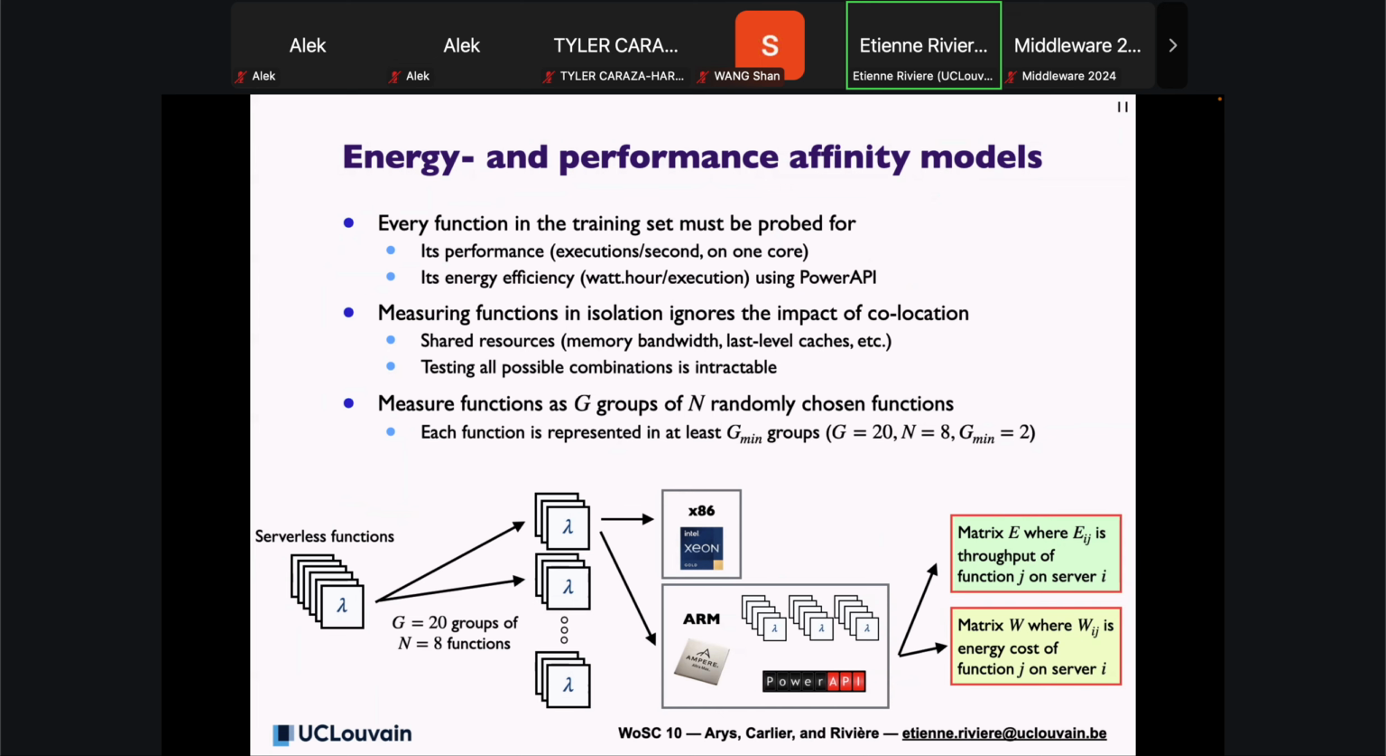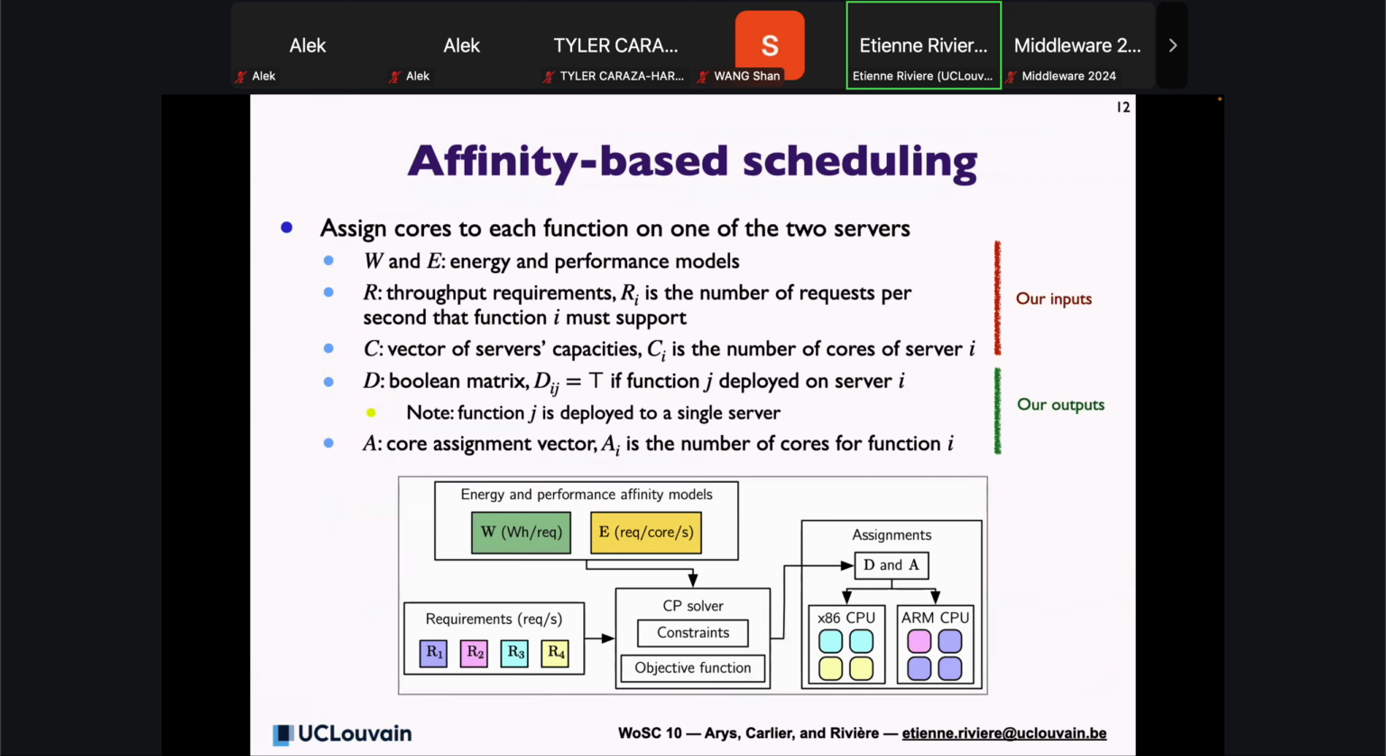So the scheduling is essentially the problem of taking a workload of functions that were used in the profiling phase and assigning how many cores we'll assign on which machine. In this work, we assign the functions to a single machine. So a function goes either to the ARM machine or to the x86 machine, but not across both, even though it will not be too hard to do as well.